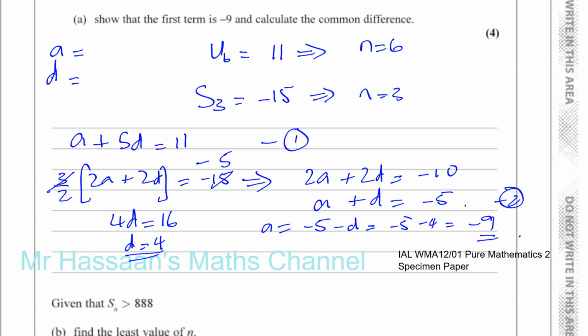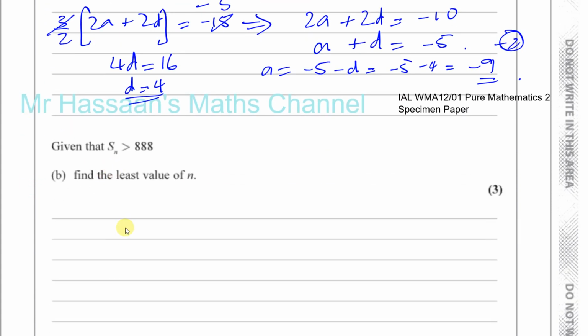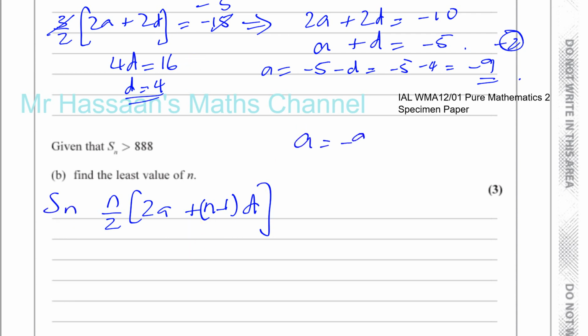Okay, then it says, given that the sum of the first n terms is greater than 888, find the least value of n. So we know that n over 2 times 2a plus n minus 1 times d is the sum of the first n terms. Now we know that a is equal to negative 9 and d is equal to 4, so we can use that in this equation. We go n over 2 times 2 times minus 9, which is minus 18, plus n minus 1 times d, which is 4.